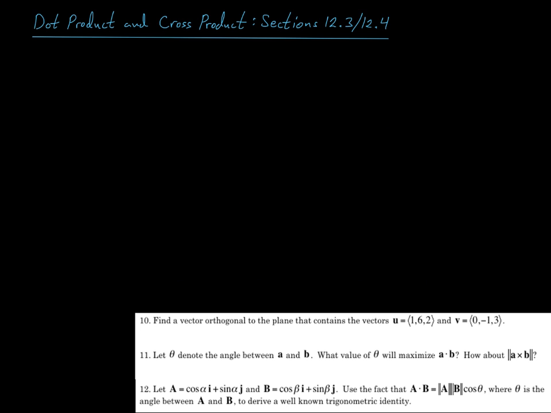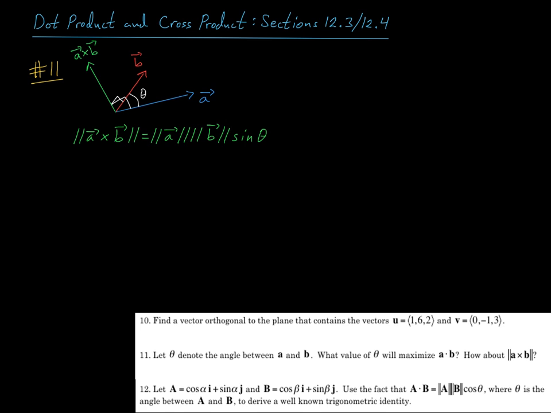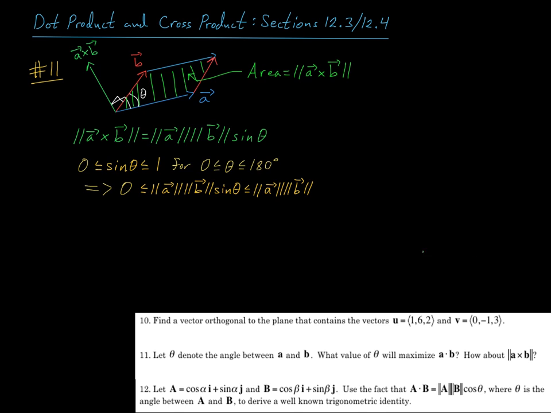So then how about the magnitude of the cross product? Well, we know that the magnitude of the cross product is the product of the magnitudes of A and B times the sine of theta, which we know is the area of the parallelogram formed by the vectors A and B. And so now, noting that the sine of theta is bounded below by 0 and above by 1 for theta restricted to 0 to 180 degrees, because remember that's our restriction on the angle theta between any two vectors.